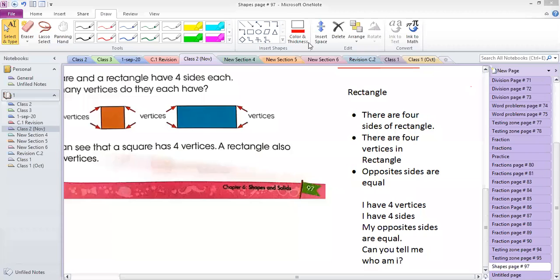Rectangle. Guys, triangle you have not studied. Say rectangle. You only have 2 options, square or rectangle, because you have studied only these 2 shapes. Is this square or rectangle?